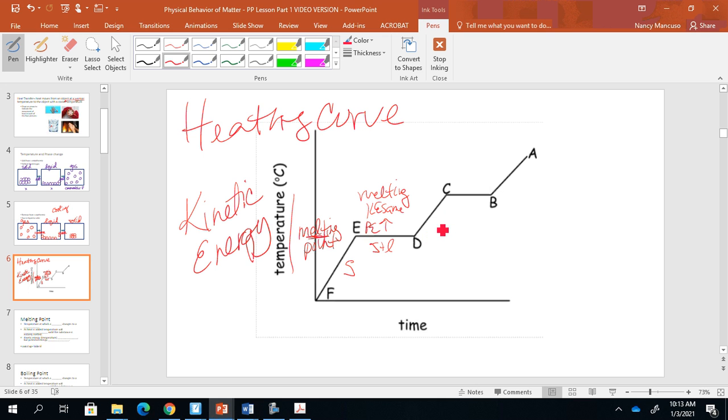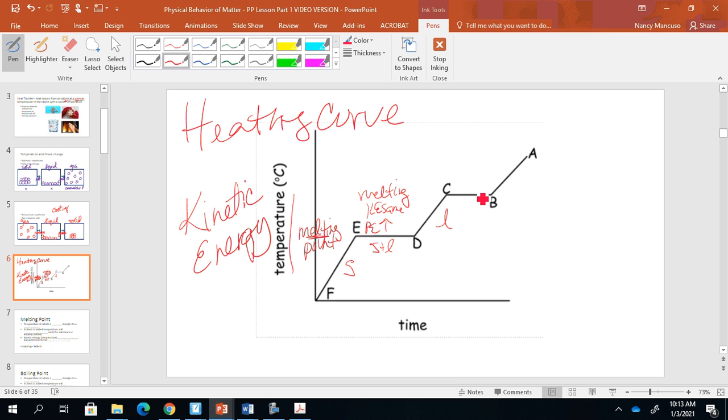All right, once it's melted, this bar is all liquid. So D to C is all liquid, and now we're heating it up again. So this would actually happen if you took a block of ice and you put it in a beaker. It would heat up until it hit 0, the melting point, and then it would melt and it would stay at 0 for as many minutes as it took to melt it. And then as soon as it became water, now you'd be able to heat it up again. So the temperature would go up again. So the kinetic energy goes up again from D to C.